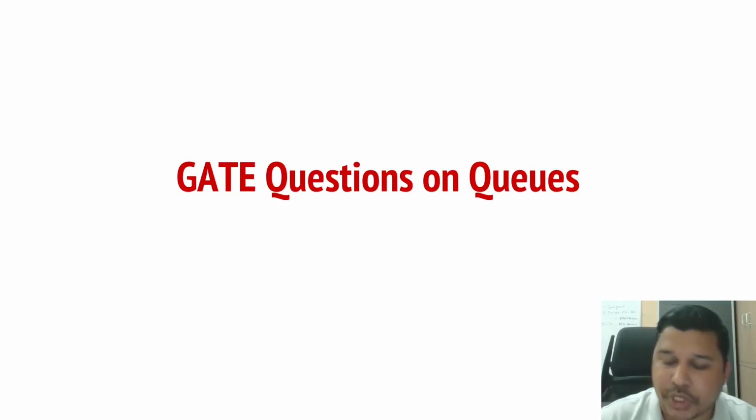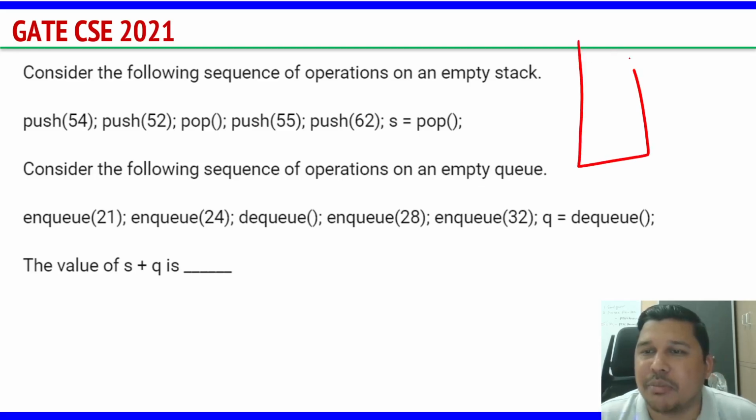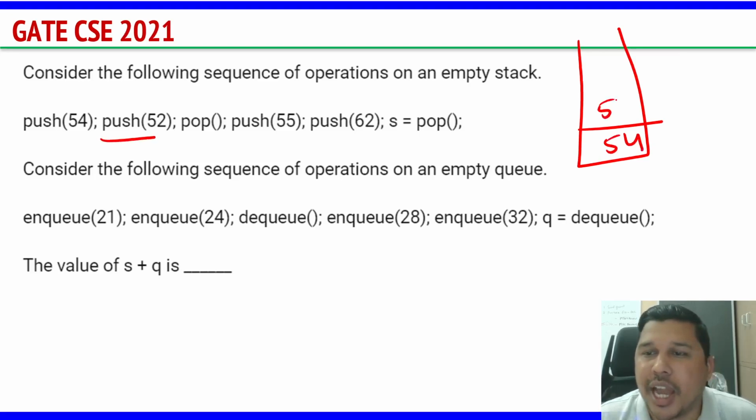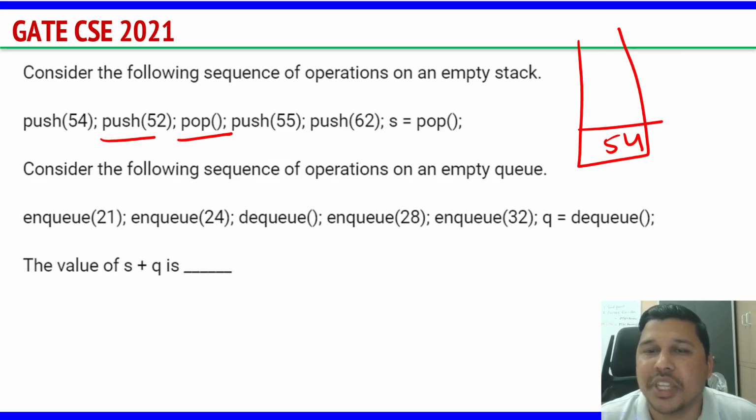Gate questions on queues. See this question, a previous GATE question. Consider the following sequence of operations on an empty stack. Push 54. So I have an empty stack with me. Push 54. I am pushing 54. Then again push 52. I'll be pushing 52. Then we have pop. Pop means we have to delete the top of the stack. So 52 is deleted.